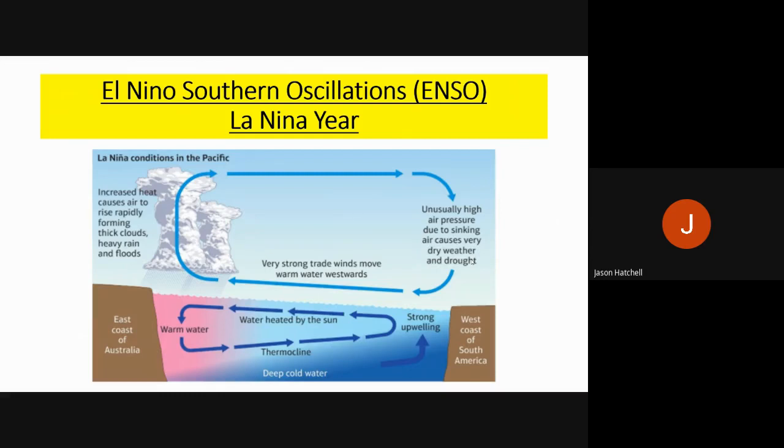So there's drought and very dry weather over a long period of time. There's very warm water at the east coast of Australia. So there's increased cloud formations, increased heavy rain and flooding. And that is all because the trade winds are moving more westward than usual and they are stronger. And also the water has moved more forcefully towards Australia and is warmer as well. So that is all you need to know about the ENSO cycles in a normal year, an El Nino year, and a La Nina year.